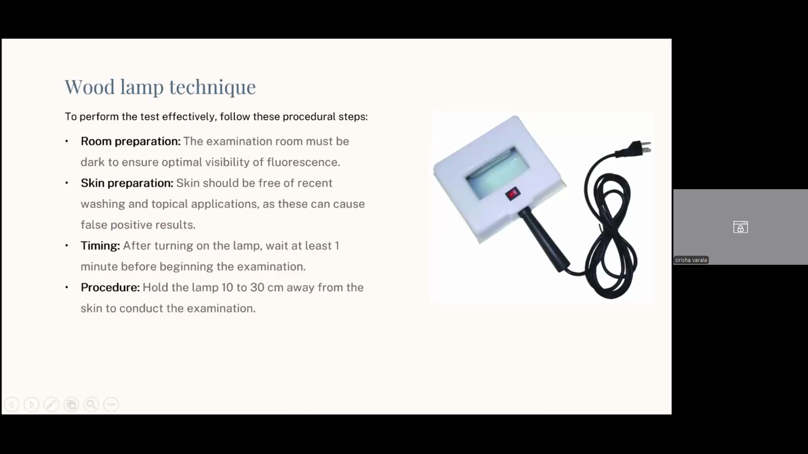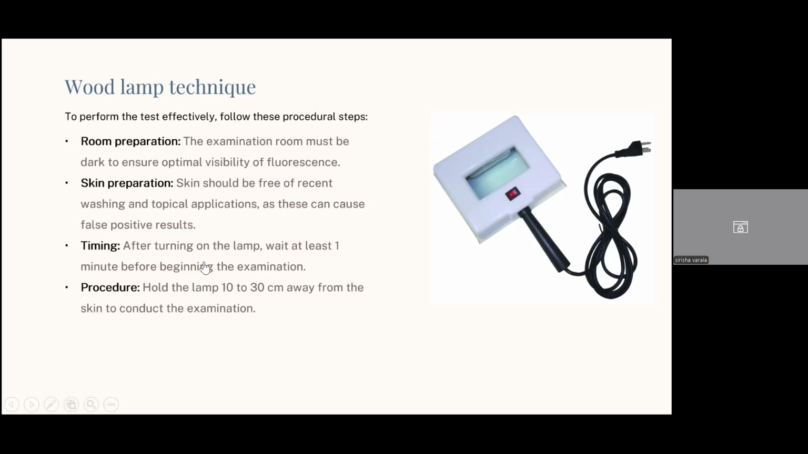This is how the lamp looks. Certain things to follow before doing this. The examination room should be completely dark and devoid of any other fluorescent sources. The skin should be free of any application. So if you have any mineral oil applications or salicylic applications, they can fluoresce and give a false positive reaction.